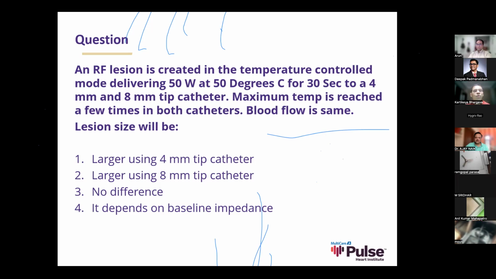That's why we use an 8 millimeter tip catheter, wherein the cooling by the bloodstream results in a larger delivery of power for the same target temperature. That's why we are able to achieve a larger lesion. So it is very important to understand that the delivered power is much more in an 8 millimeter catheter, and that's why you have a larger lesion. But if you had the same delivered power for a 4 millimeter tip catheter versus an 8 millimeter catheter, your lesion will be larger in the 4 millimeter tip catheter, because your current density is much more in the 4 millimeter tip catheter.